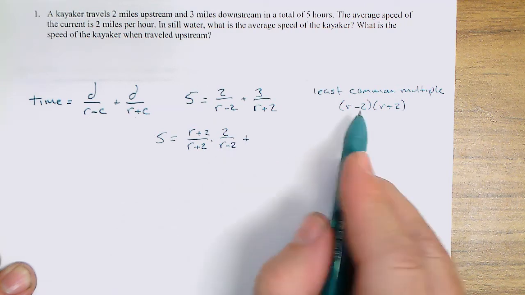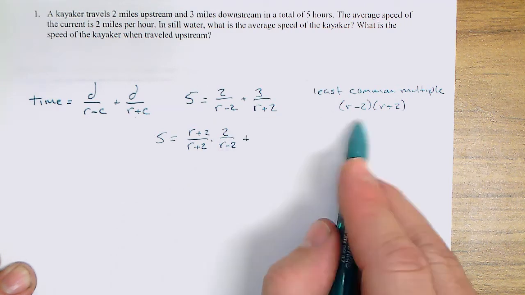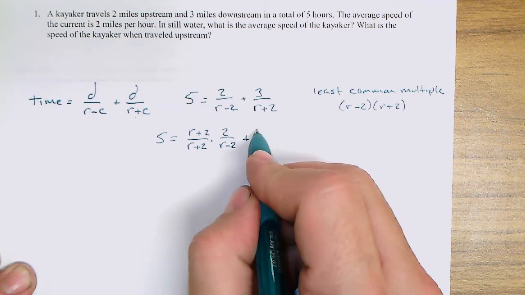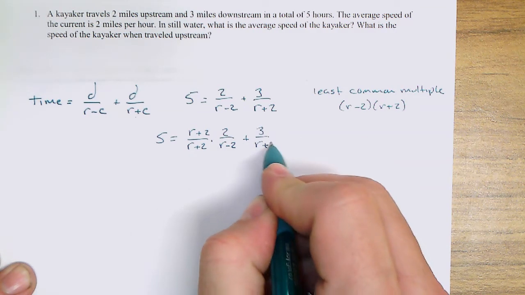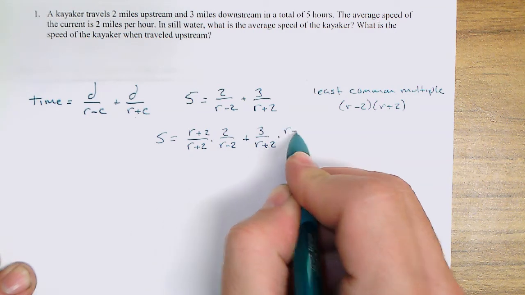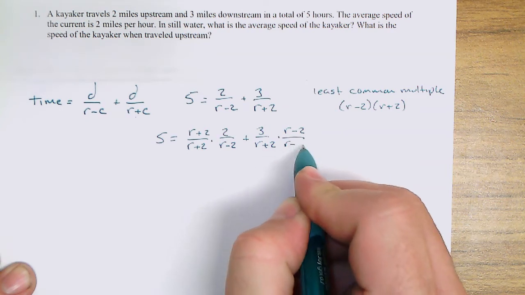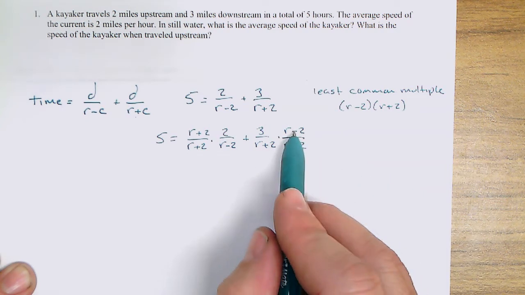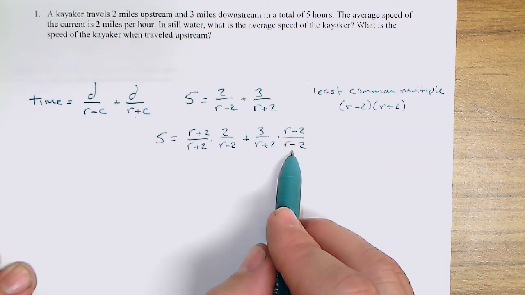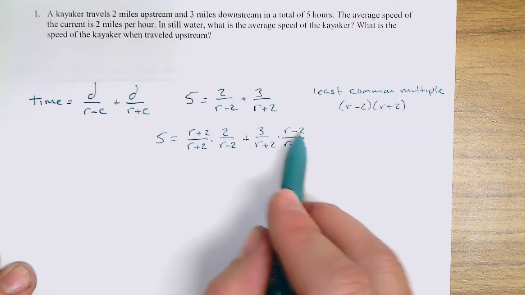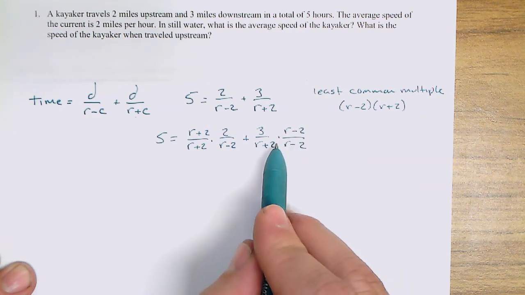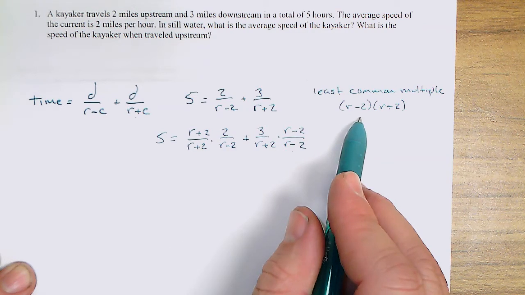And then likewise, here I'm missing the r minus 2 factor. So I'm going to take my 3 over r plus 2 and multiply it by r minus 2 over r minus 2. Now remember, r minus 2 over r minus 2 equals 1. So we're not changing the value of this rational expression. We are merely changing the form to get to this common denominator.